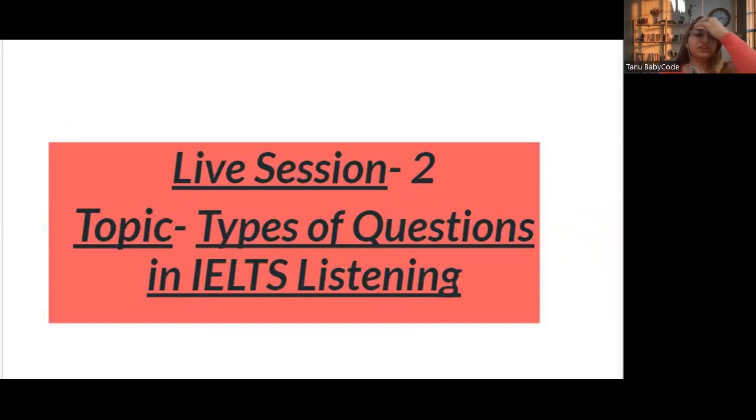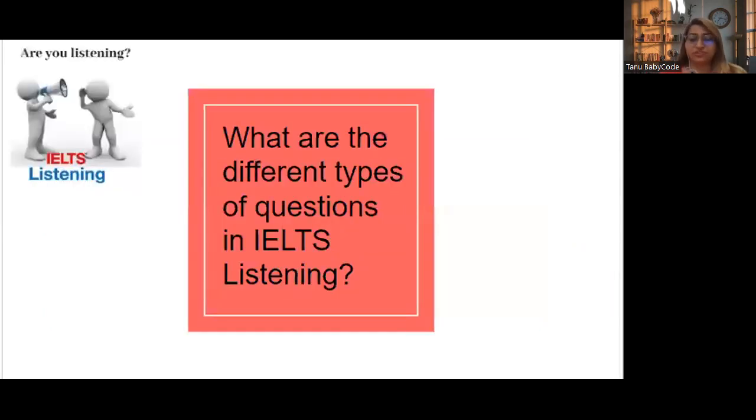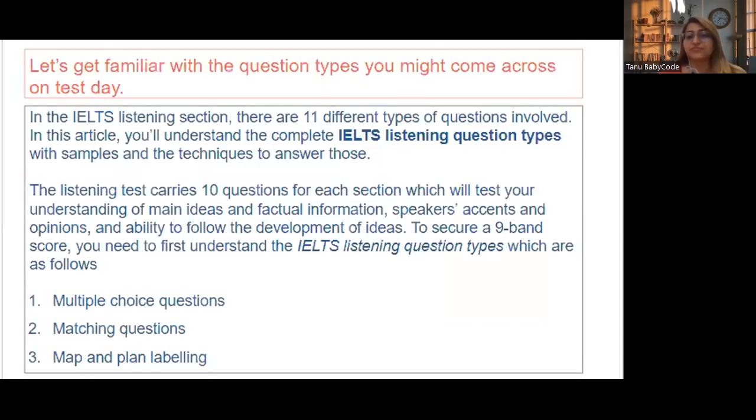In the first session, we did talk about what is IELTS listening, and the second session is about what are the different types of question that come in the listening module. So we will have a look at the different types of question that come in the listening module.